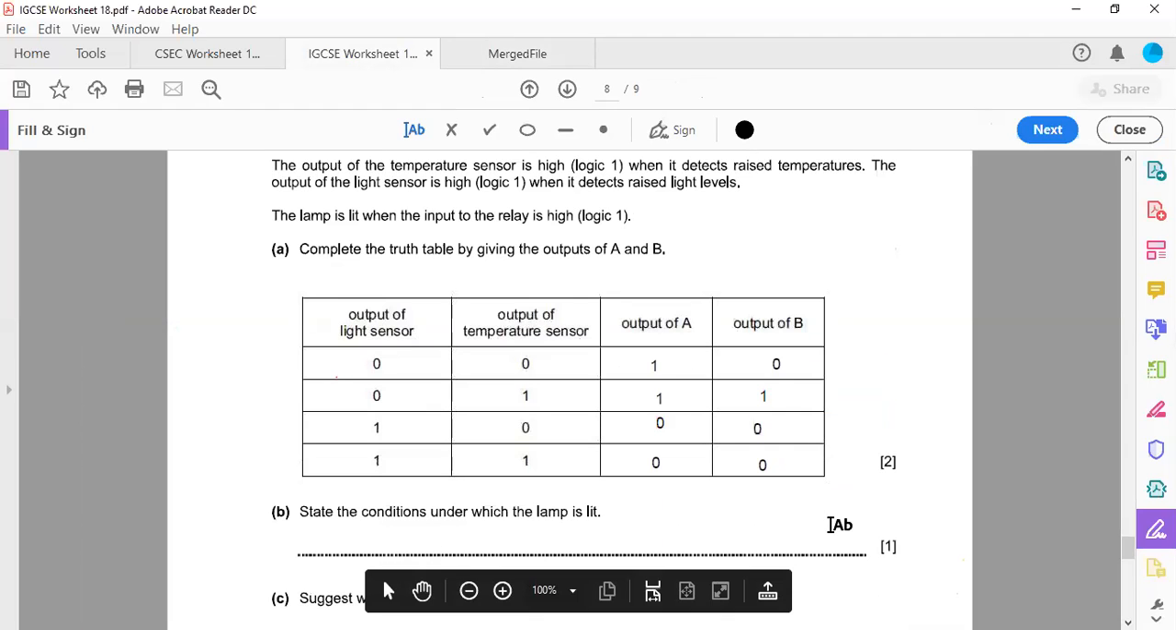Everybody okay with that so far? Have we completed the table? Good.